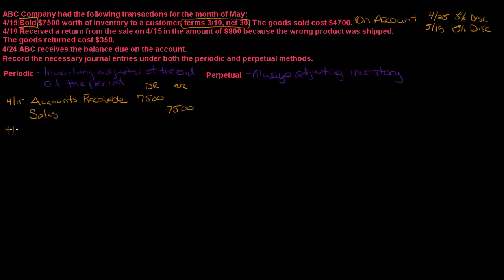So now let's look at 4/19. Received a return from the sale on 4/15, which is the one we just recorded, in the amount of $800 because the wrong product was shipped. The goods returned cost $350. We're not concerned with what the goods cost because remember, we're adjusting inventory at the end of the period. So we received a return. What does that mean? You should be thinking, it's a sale, so we're dealing with sales returns and allowances.